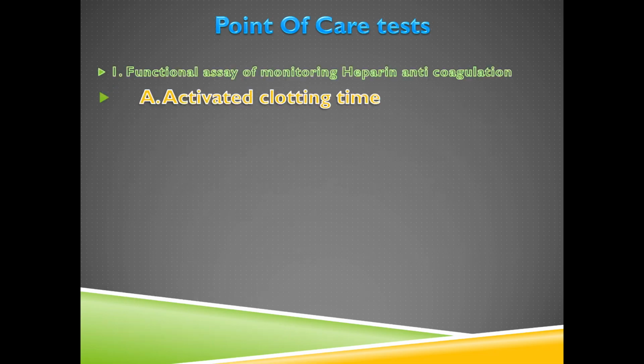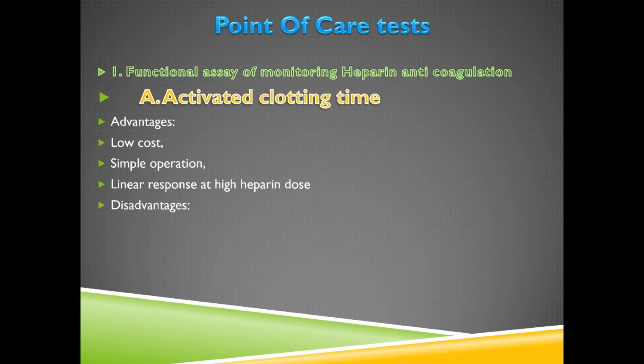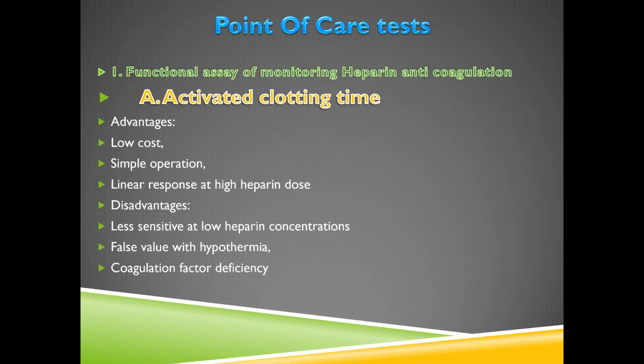So the functional assay of monitoring heparin anticoagulation is done by activated clotting time, which we use routinely during cardiac surgery. The advantages: low cost, simple operation, linear response to heparin dose. Disadvantages are less sensitive at low heparin concentration, false values with hypothermia, coagulation factor deficiencies, and GP2b3a inhibitors will give a wrong value. And in warfarin patients also you will not get the correct value. Platelet function abnormalities also will not give the correct answer.